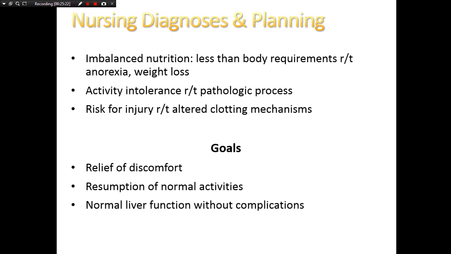So our key nursing diagnoses for hepatitis are obviously activity intolerance with the malaise and the fatigue. And we're also going to see imbalanced nutrition, less than body requirements, if these patients have anorexia, nausea, vomiting, and weight loss. Those are going to be your two key nursing diagnoses with hepatitis. So our goals are to gradually, at some point, resume normal activities, helping them build tolerance. We want them to have normal liver function without complications. And if they're uncomfortable, we want them to be comfortable.